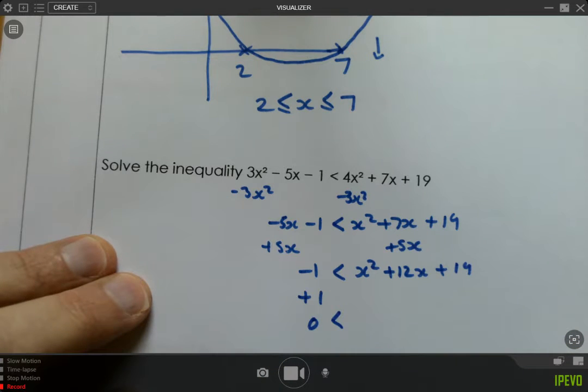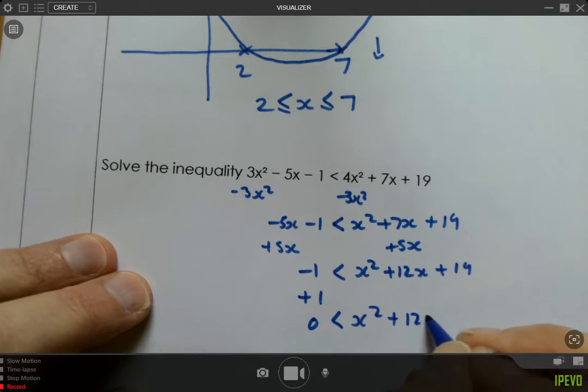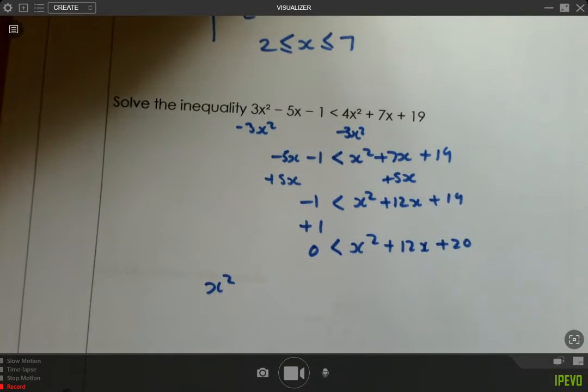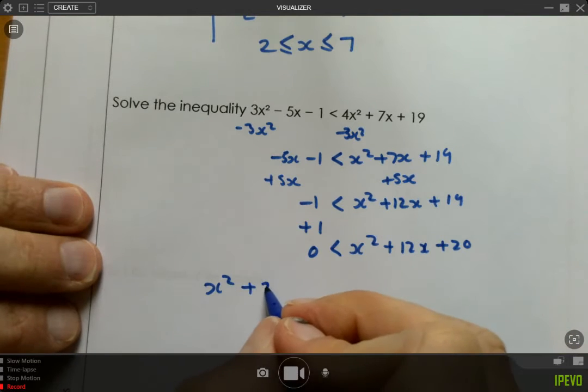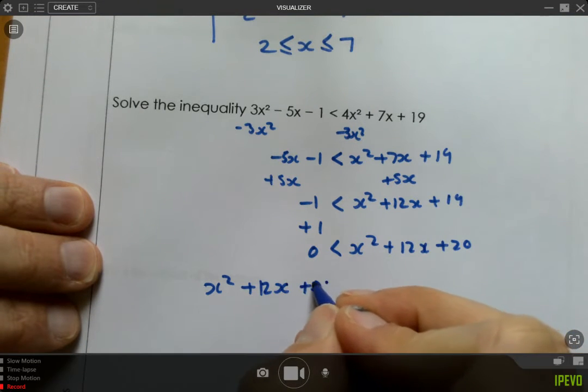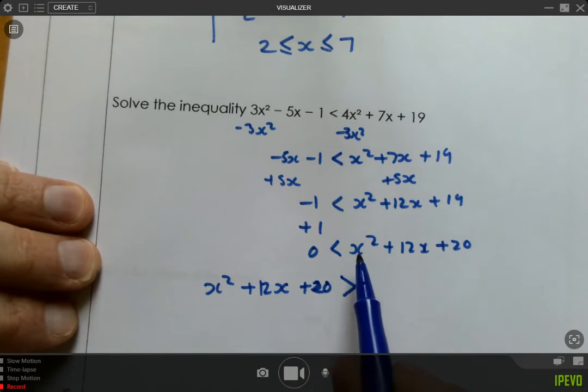I've now got 0, so this is going to make this a lot easier for me to understand. x squared plus 12x plus 20. The way my brain works, I like to have my x squareds on the other side, so I'm just going to rewrite this. x squared plus 12x plus 20, and that must be bigger than 0, because it was bigger than 0 there.